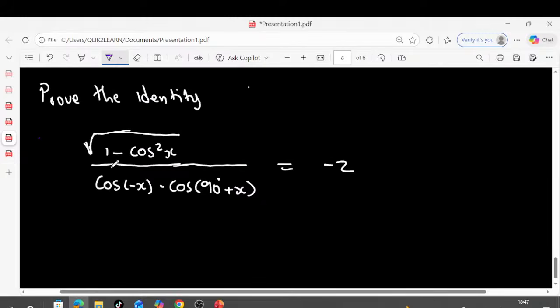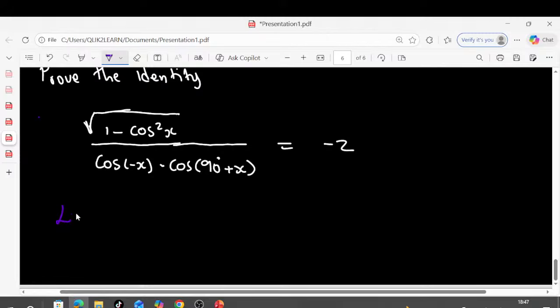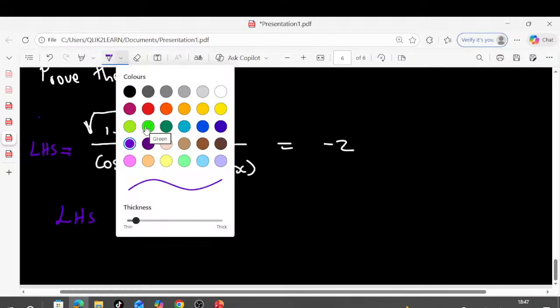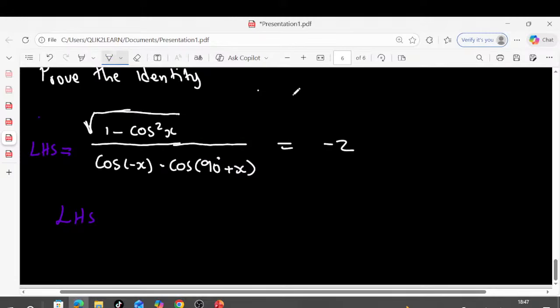So what I'm going to do, I need to work on my left hand side. This is my left hand side. So I need to prove that left hand side is equal to right hand side. To prove this problem, first thing first, let's work the top part, né? I know that 1 minus cos squared x, using the identity, if you still remember, the identity says that sine squared x plus the cos squared x is equal to 1.